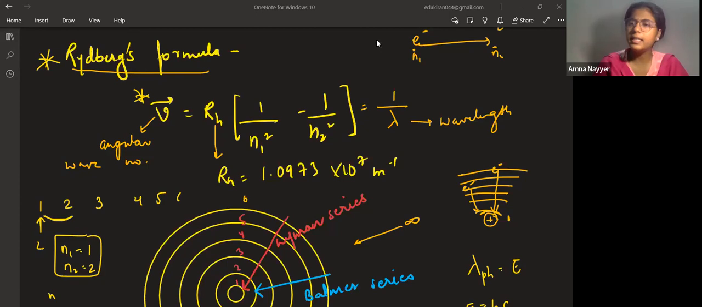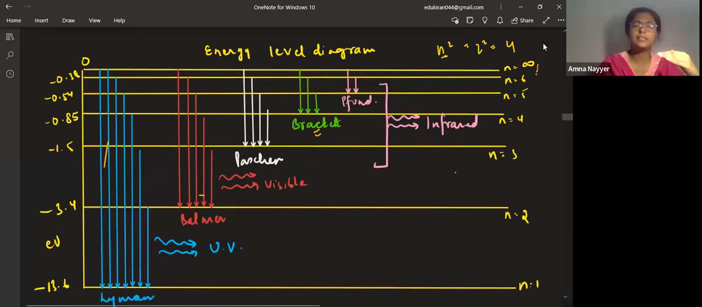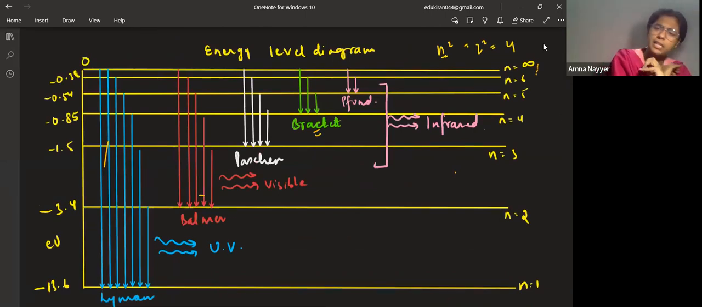Just remember these series in this form. From anywhere electrons can come, but they should land on the first orbit. If they land on the first orbit, that means it is the Lyman series, and the Lyman series has its wavelengths in the ultraviolet region of the electromagnetic spectrum. EM waves, all of you are aware of, so this is ultraviolet.